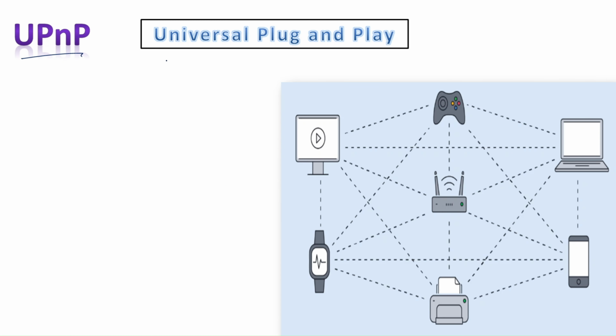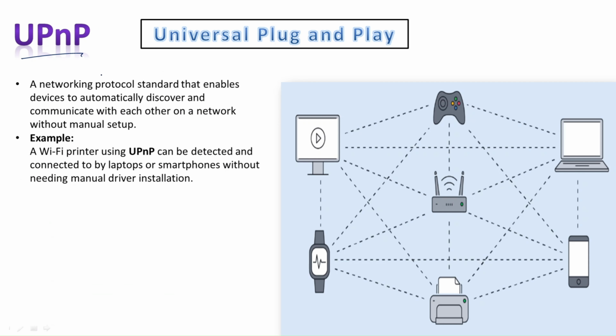UPnP, which is Universal Plug and Play. So it is a networking protocol standard that enables devices to automatically discover and communicate with each other on a network without manual setup. For example, a Wi-Fi printer using UPnP can be detected and connected by a laptop or smartphone without needing manual driver installation.